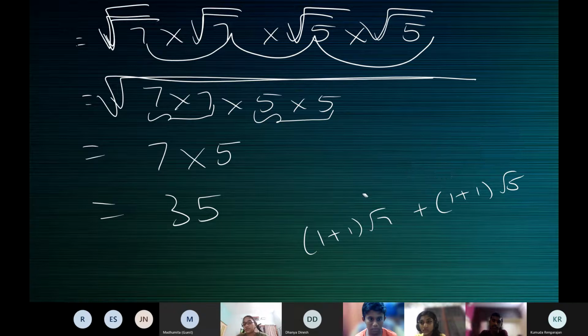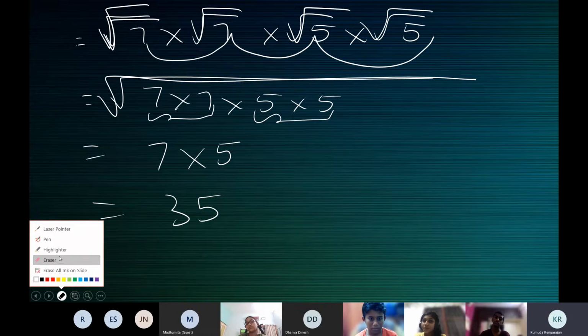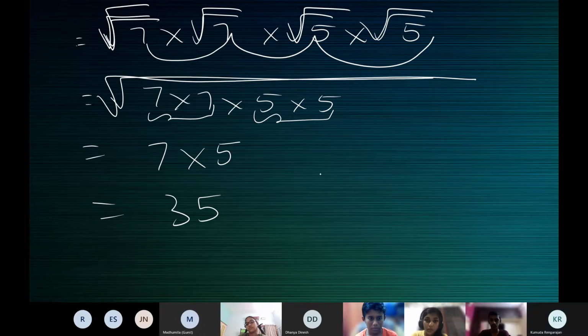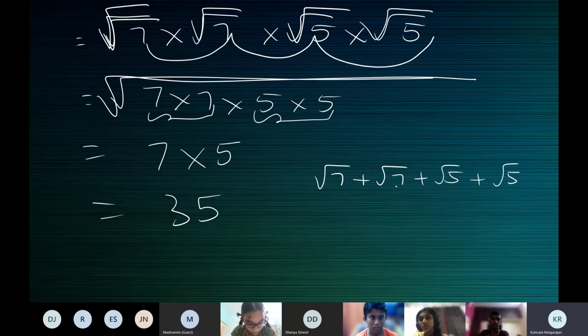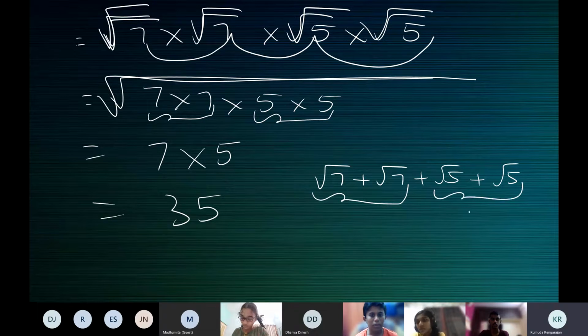Yes, ma'am. It's just related to algebra, like surds, like terms. I said root 7 plus root 7 plus root 5 plus root 5. Nothing to get confused. It's addition. Addition can be performed only with like surds. These two are like surds, these two are like surds. So you have to handle them separately.